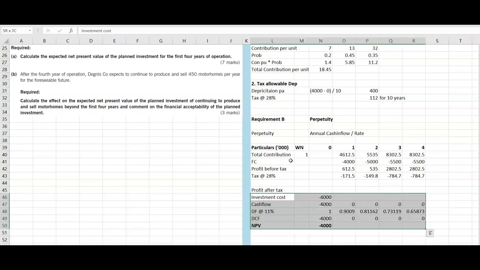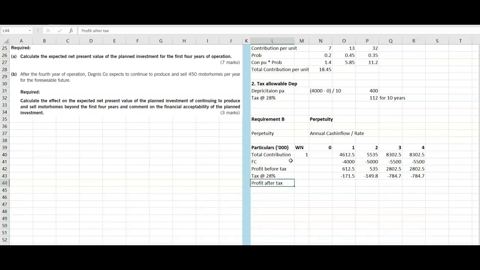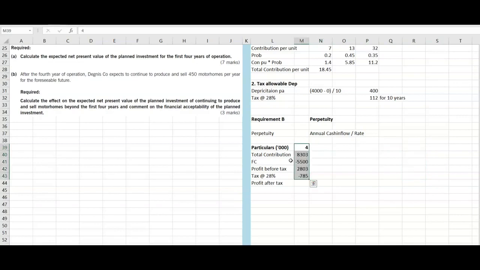We can delete the other numbers. So what we require here is the profit after tax, and not for all the years. We just want it for the fourth year alone. So we'll just take the fourth year numbers and put it here. Okay.